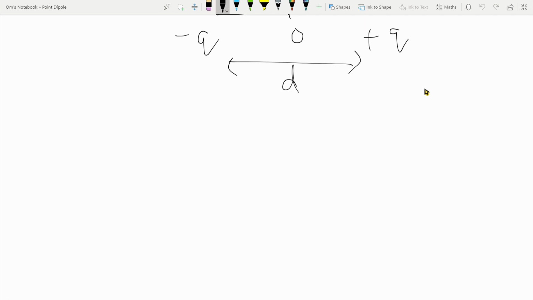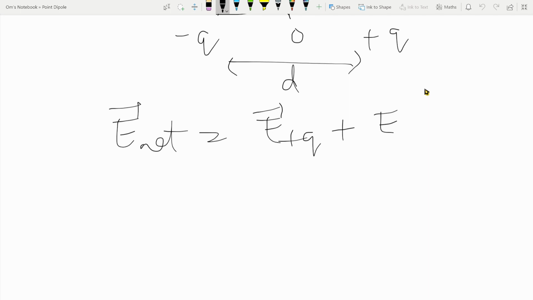Let's have E net. I can again say this to be equal to E plus Q plus E minus Q. But unfortunately in this case they do not lie in a straight line, and so we cannot simply write E net to be equal to E plus Q plus E minus Q in terms of their magnitudes. But to write this in the form of vectors is perfectly legal, you could say. And so what I'll instead show is, let's first find the magnitude of E plus Q.